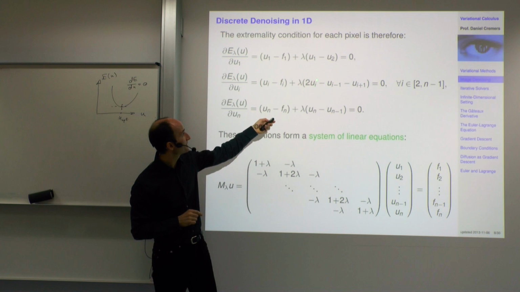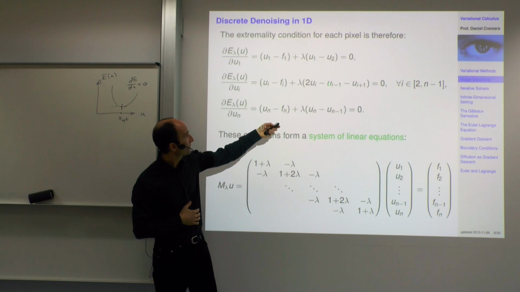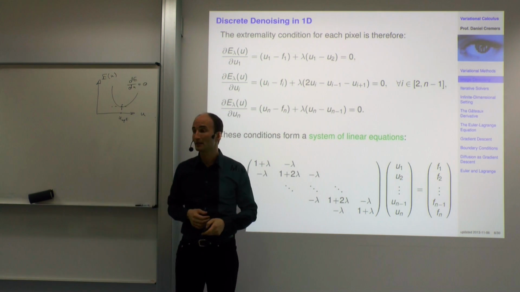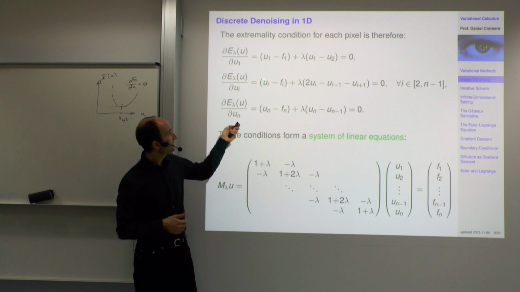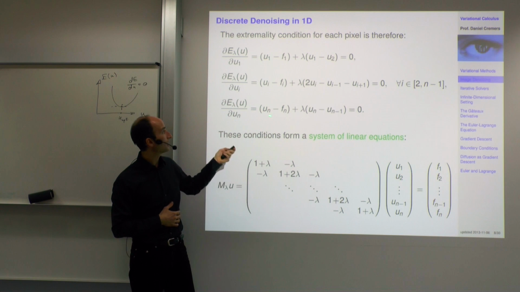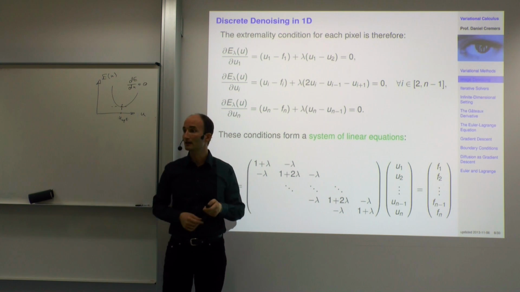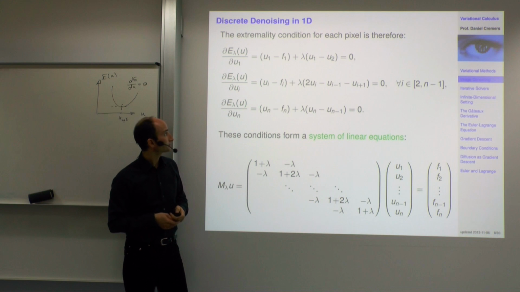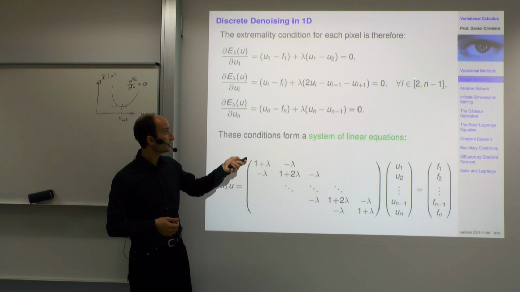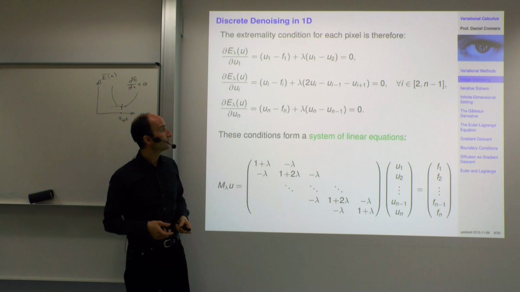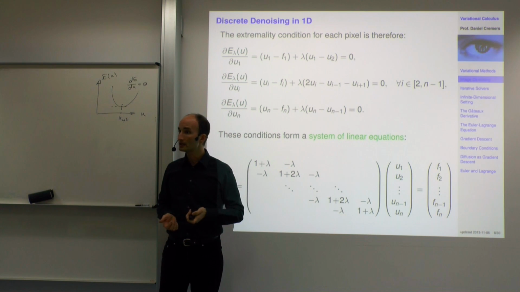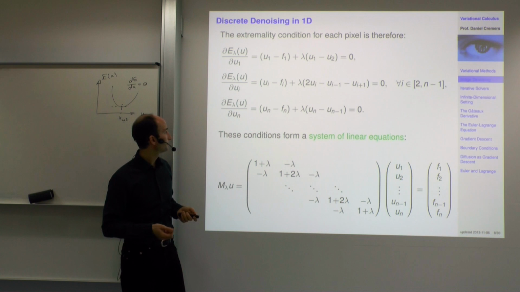So we have 2 times the central pixel minus the left minus the right pixel, all weighted by lambda, the regularity weight. So this is the equation for the inner pixels. Then for the rightmost pixel, we have an equation very much like for the left pixel. So we have tons of linear equations, as many as we have pixels, and we can summarize them in a matrix equation system.